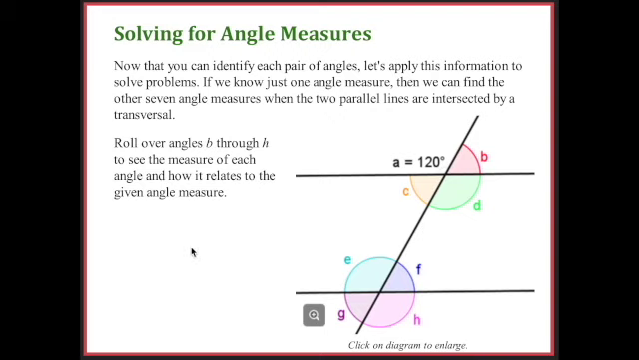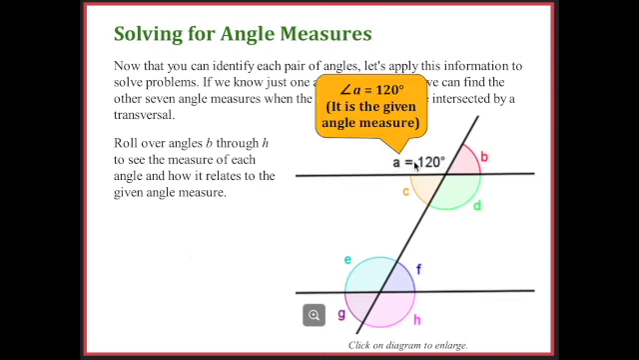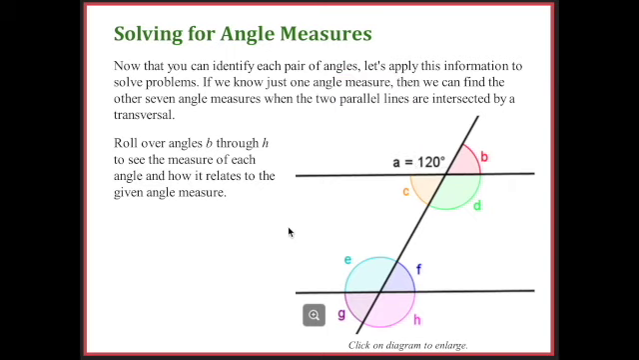What kind of angles are A and E? A and E are corresponding angles. What's special about corresponding angles? Corresponding angles are equal. That means if the measure of angle A up here is 120 degrees, that means E better be 120 degrees.